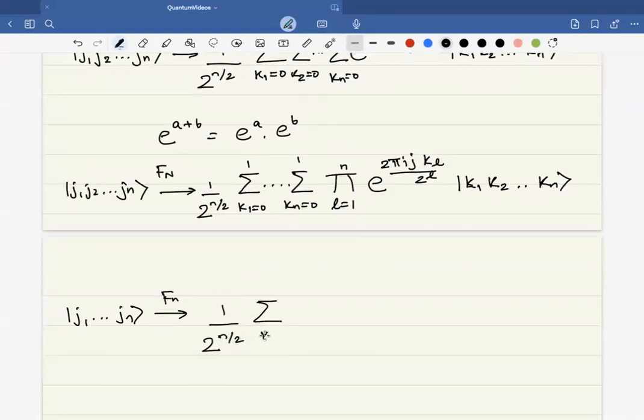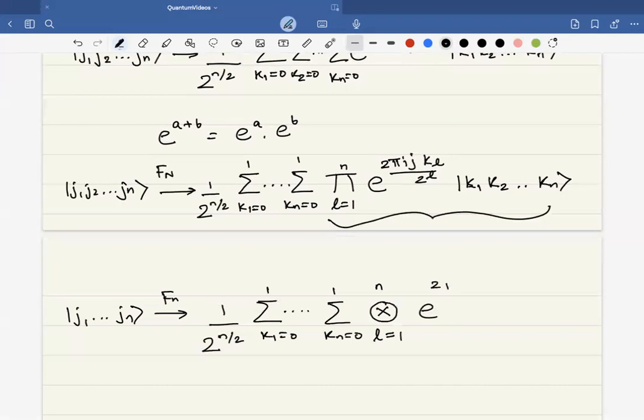Now, next step, I'm going to write this 1 over 2 to the n over 2, summation k1 equal to 0 to 1, kn equal to 0 to 1. I can write this thing as a tensor product, right? I can factor these things as a tensor product. So this will be tensor, l equal to 1 to n, e to the 2 pi i kl over 2 to the power l, and this will be kl. Okay.